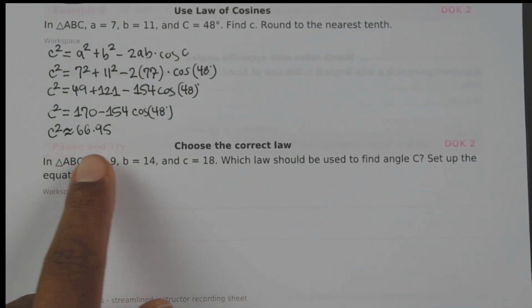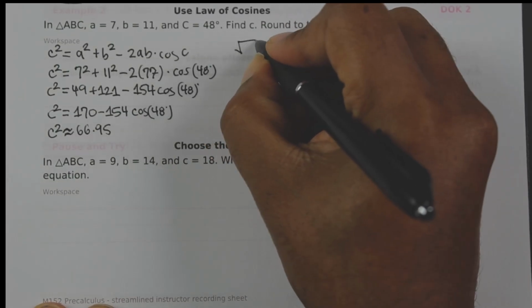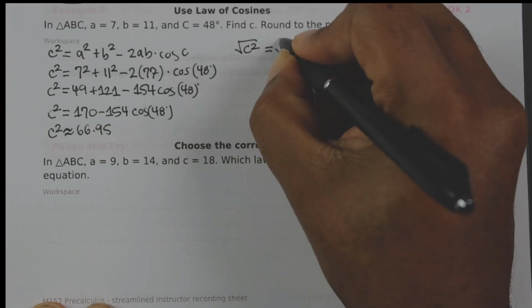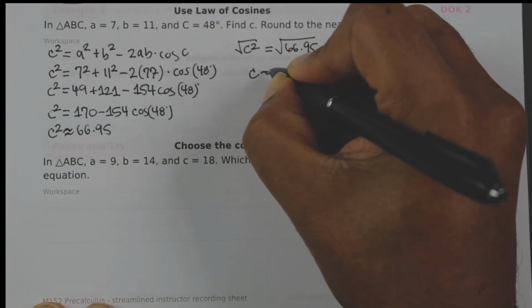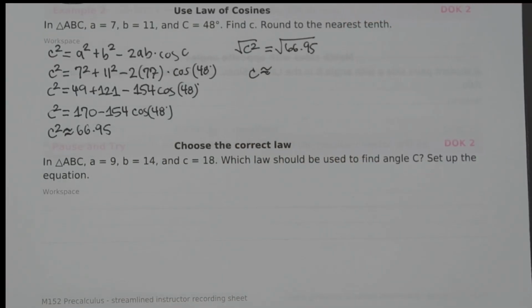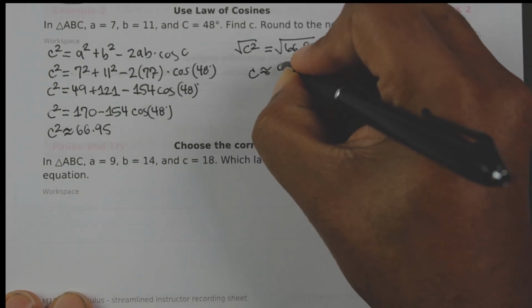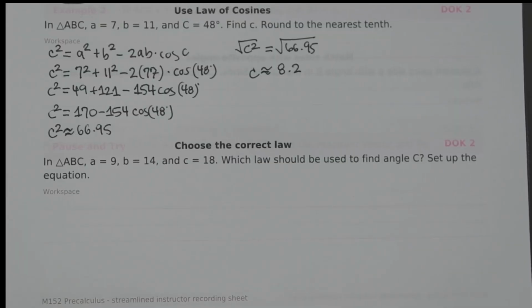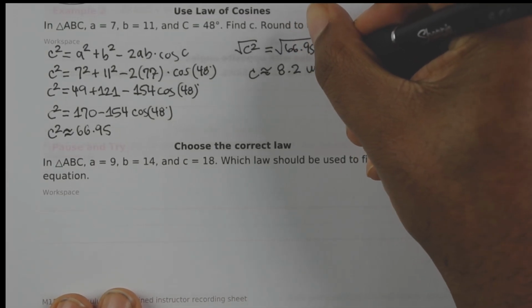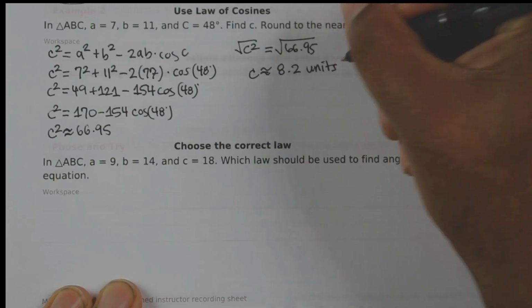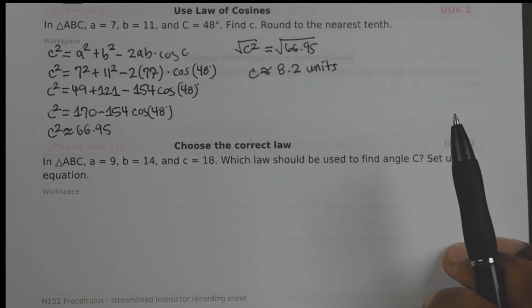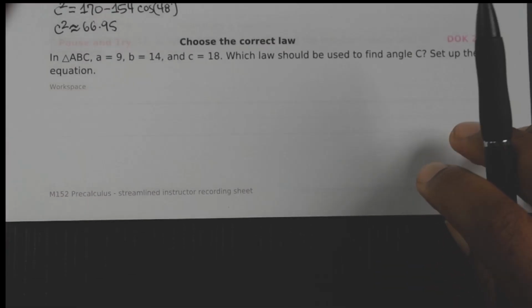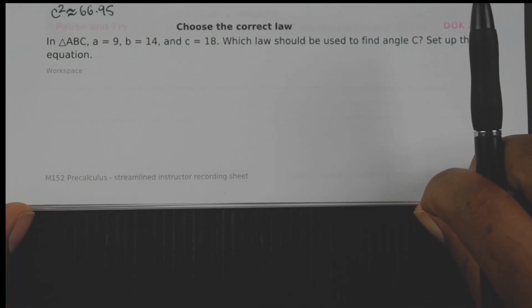All right, and then once we get there, notice we have to find the square root. c squared is 66.95, so c is approximately 8.2 in length. Okay, so the third side is about 8.2 units. And that's all we had to do, find c and then round to the nearest tenth. All right, let's continue. This is the pause and try problem. Pause the video and try this problem.